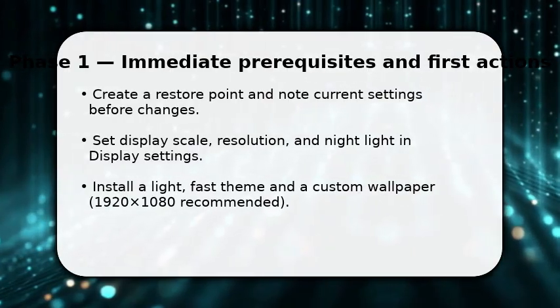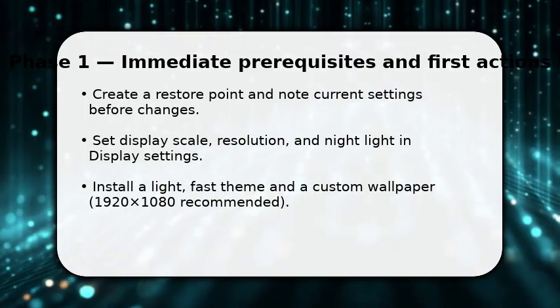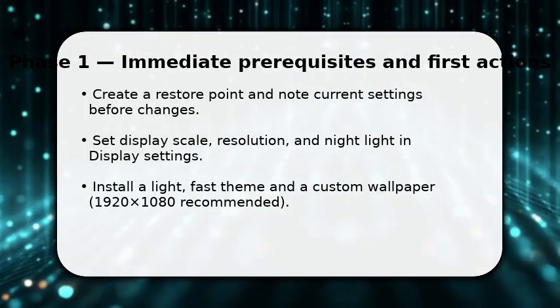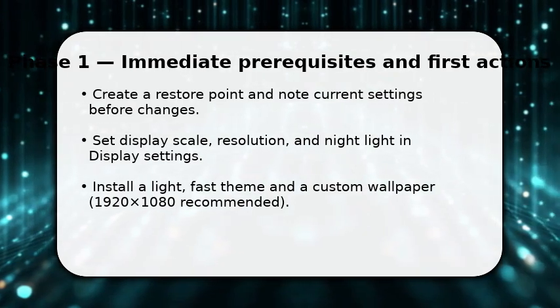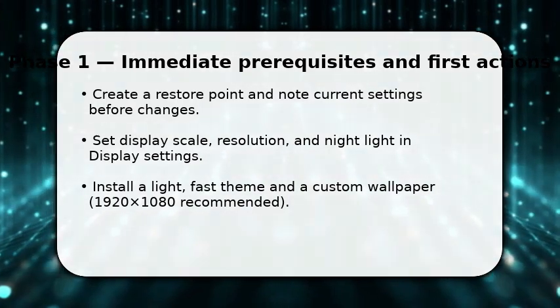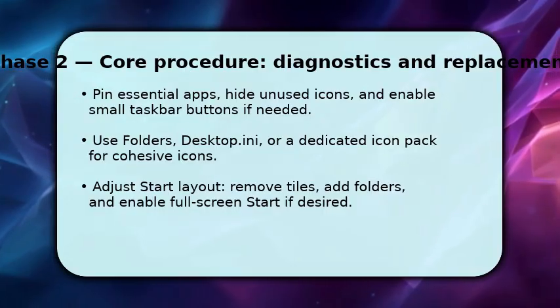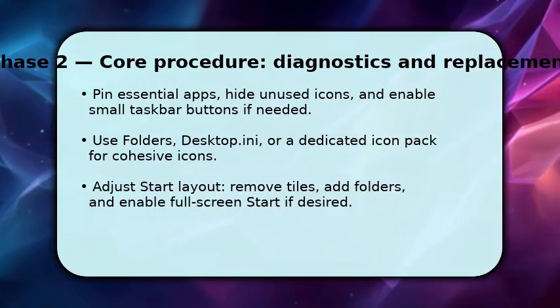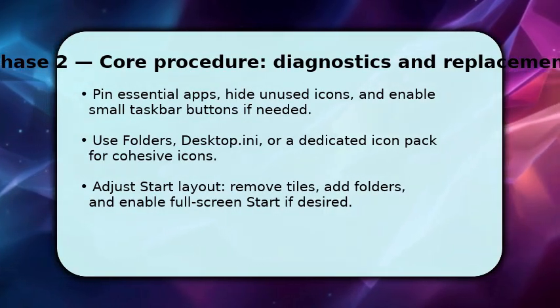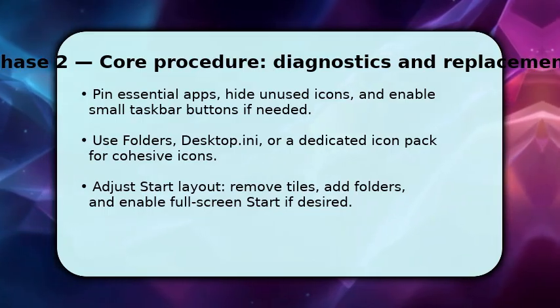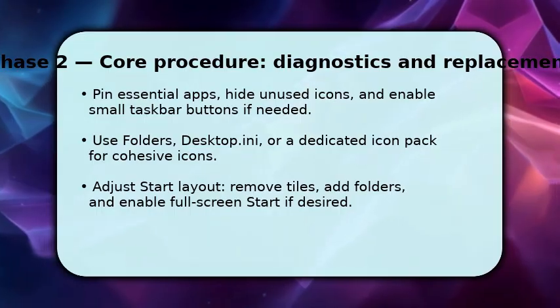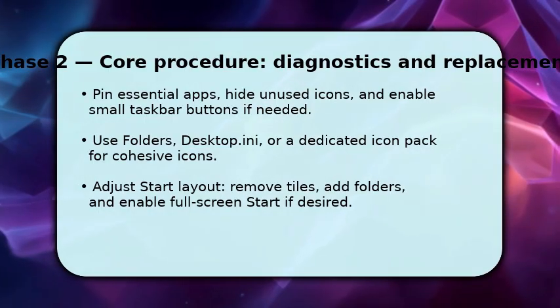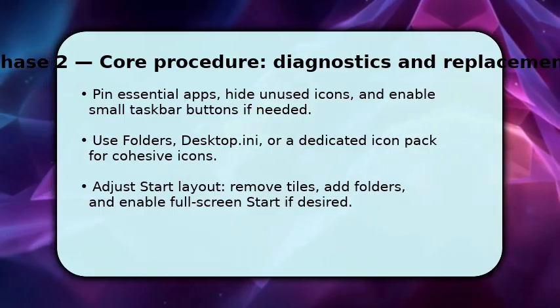These first steps change the baseline look and prevent mistakes, so make sure to save settings and confirm everything looks correct before moving on. Now refine the taskbar and icons to clean up clutter. Pin what you use daily, hide the notification icons you don't need, and switch to small taskbar buttons to gain horizontal space. For icons, apply a cohesive icon pack or replace desktop icons with matching PNGs for a unified look.